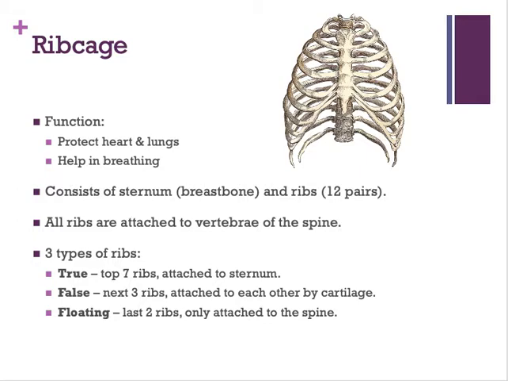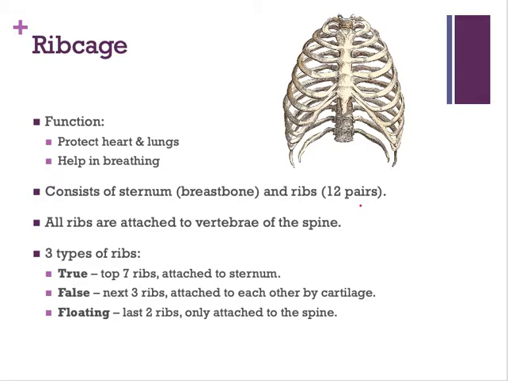Now let's look at our rib cage then. So the main function of your rib cage is to protect the soft organs inside it. Those are the heart and lungs. It also helps in breathing or ventilation. What's it made up of? Well, it's made up of the sternum here, which is this bone down the middle at the front, and that's also called your breastbone, and then 12 pairs of ribs.